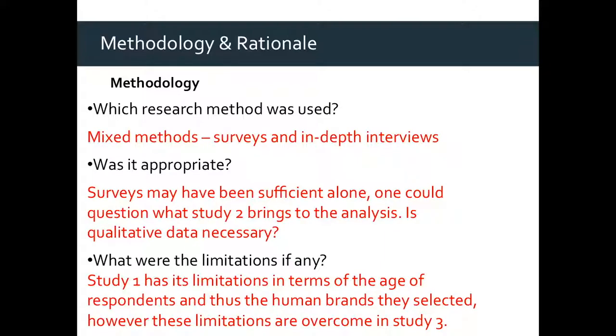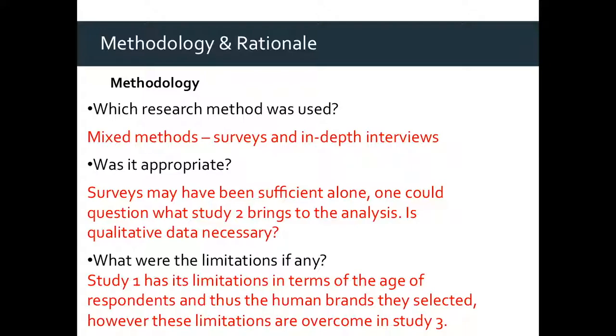Okay. So the methods used, what do we note? Mixed methods were used, which were surveys and interviews. Was it appropriate? This is, again, subjective. In my opinion, I'm not sure that study 2 necessarily brought anything of great significance to the study. Others would argue that it was essential in that the author wanted to show the differences and similarities between what was found in the qual study versus the quant studies.